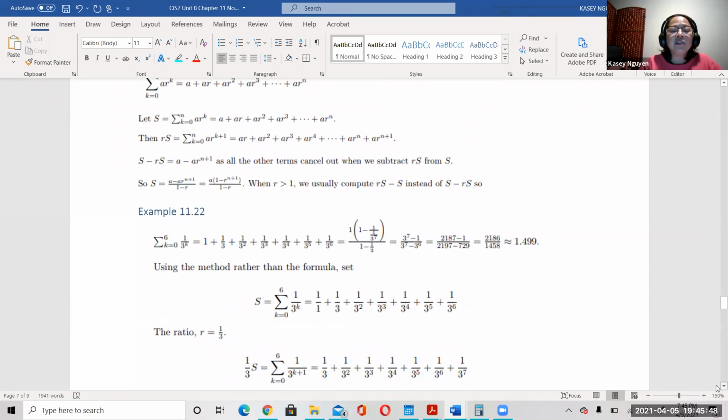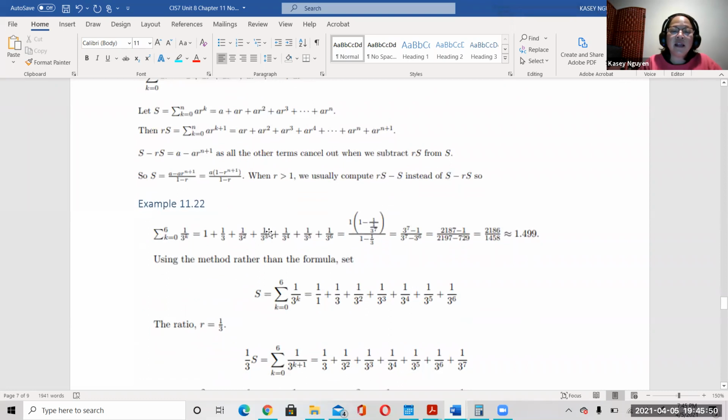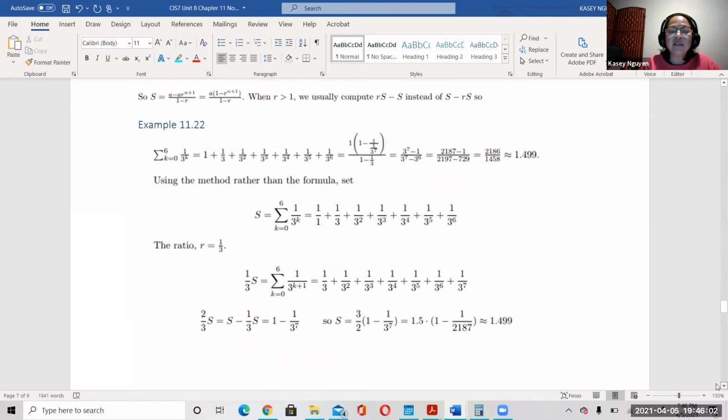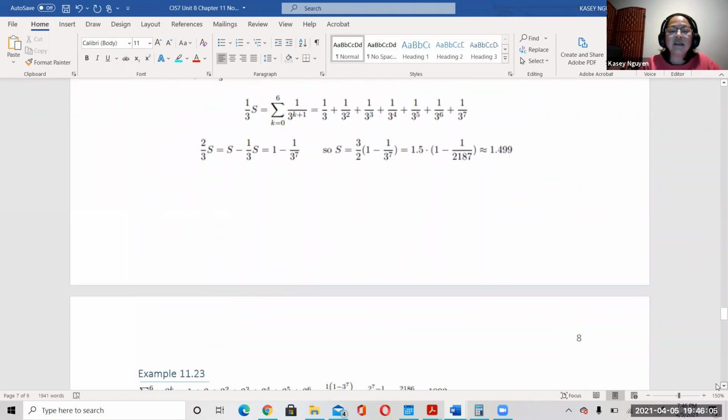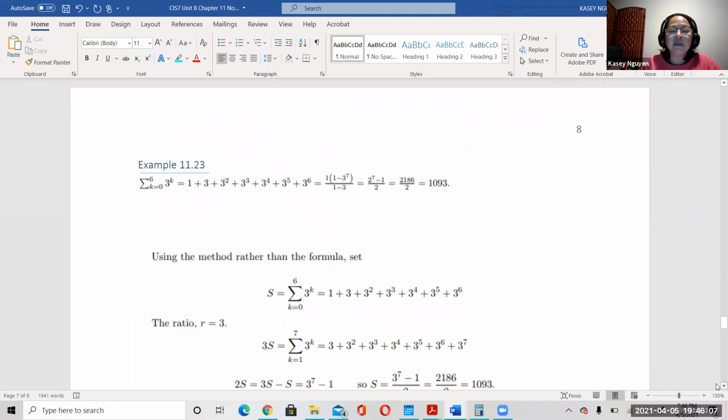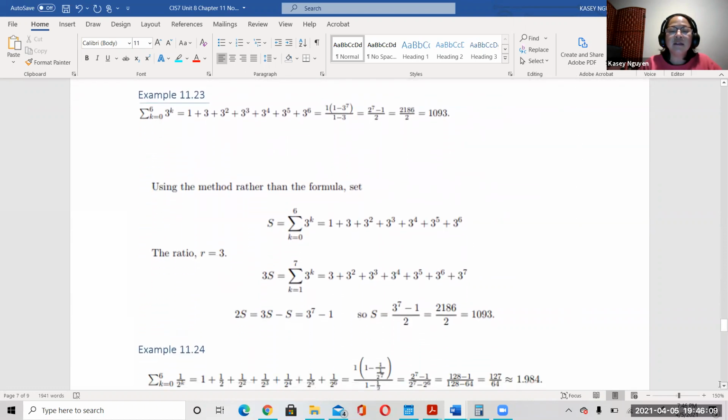So here it shows you can sit there and add them all up and get the sum, or you can apply the formula. The important part about utilizing this formula is to identify your common ratio. All of these examples show this. There's one with R equal to 3, and then you can add them up.